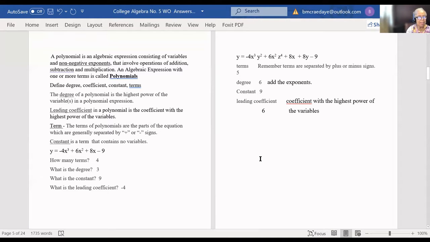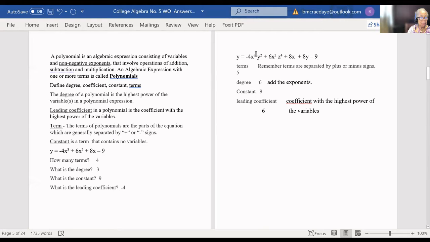Now, let's look at another example. Y equals minus 4x to the third, y to the second, plus 6x to the second, z to the fourth, plus 8x plus 8y minus 9. Remember, we say our terms are separated by plus or minus. So you have 1, 2, 3, 4, 5 terms, okay?